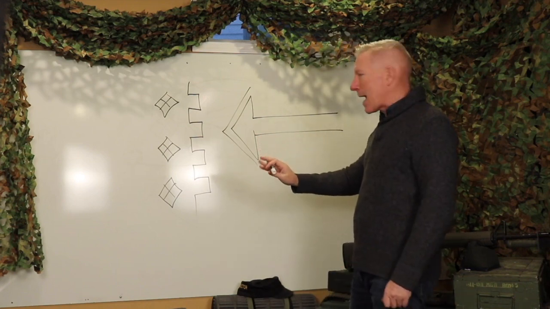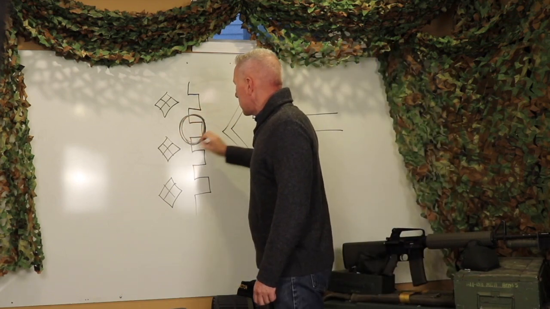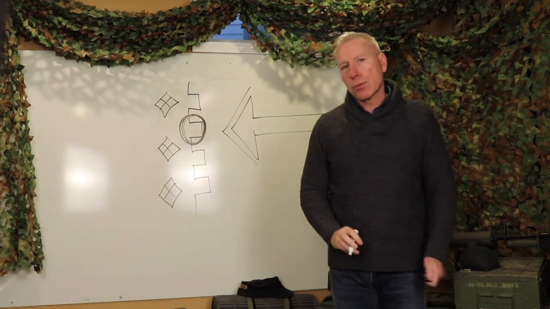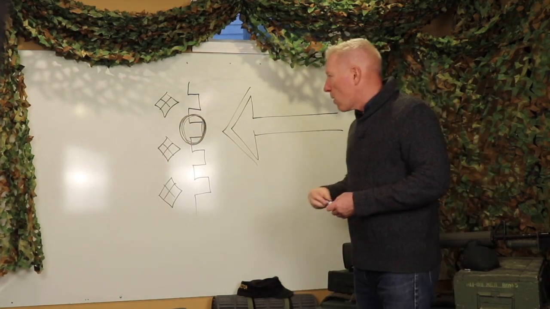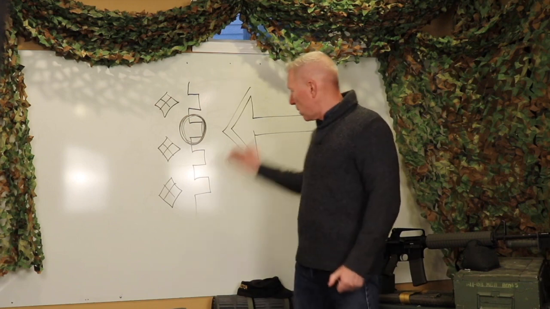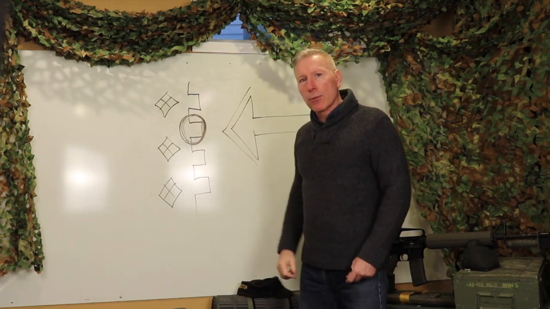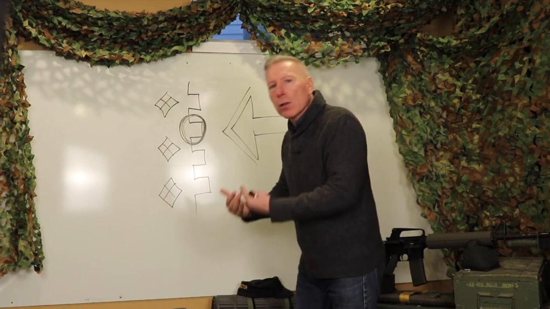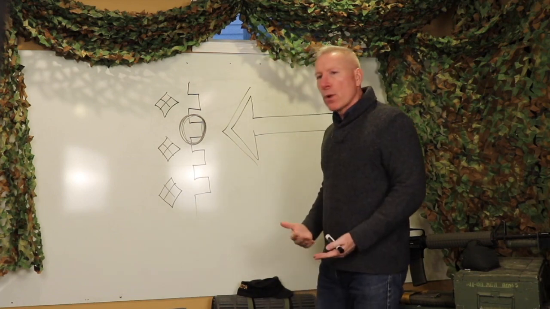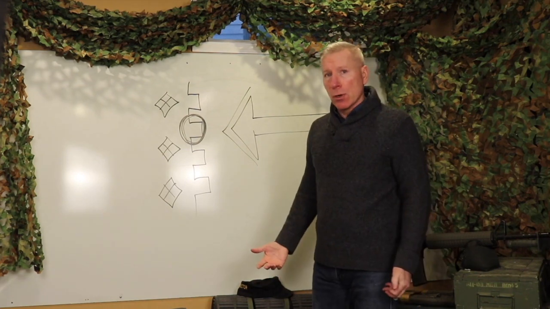But for right now, let's just say that we create a gap in their lines. Yay, we punched through. Now we can conduct a counterattack. Believe it or not, the attack achieves its first objective, which is breaking through. Now we need to follow on. And for a follow on, we have several different options, or at least two.